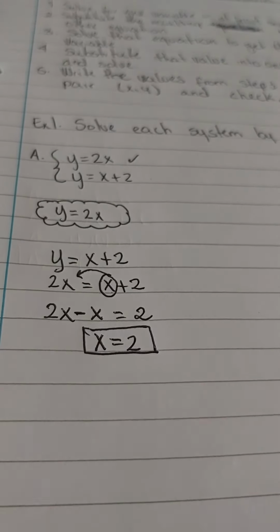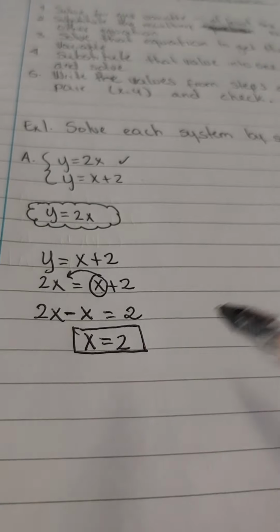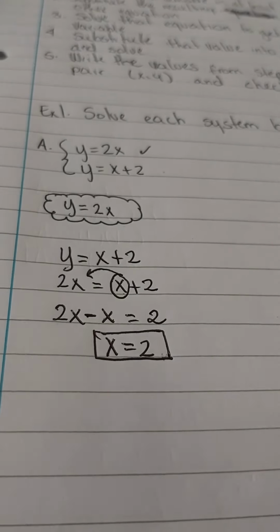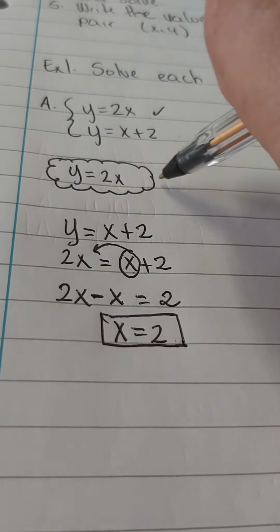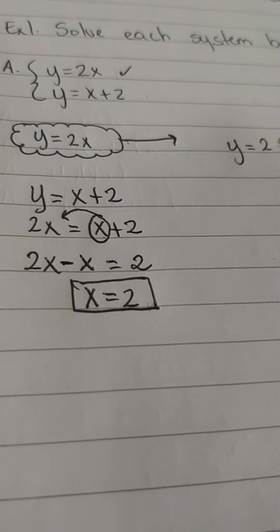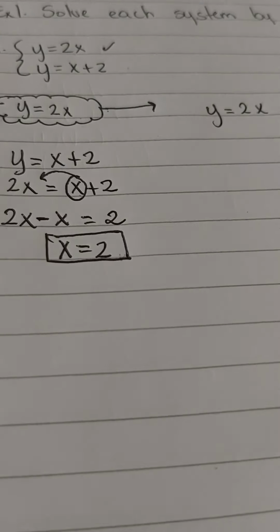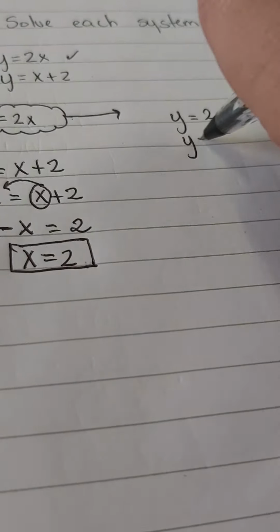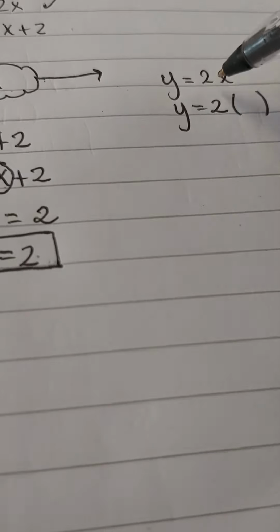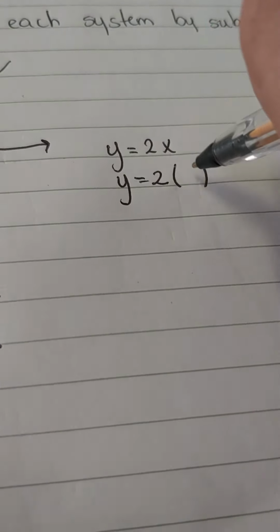Now, the fourth step says substitute the value. We're going to substitute x equals 2 in one of the two original equations. I'm going to go back to this equation. Look. Y equals 2x. Y equals 2 times, what was the value of x? X equals 2. So we're going to substitute here. 2x, 2 times 2. So y equals 4.